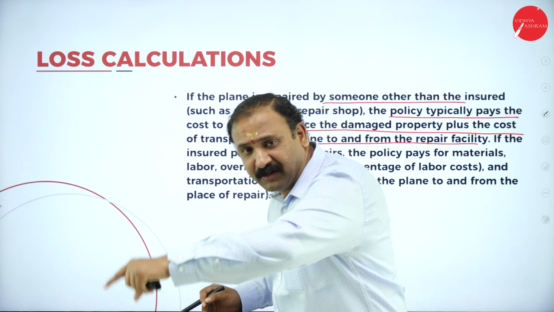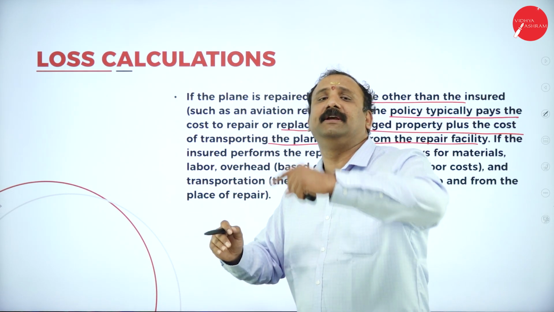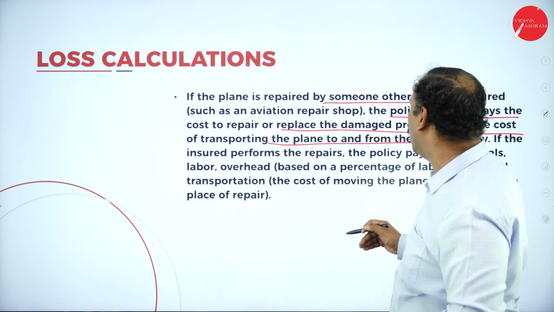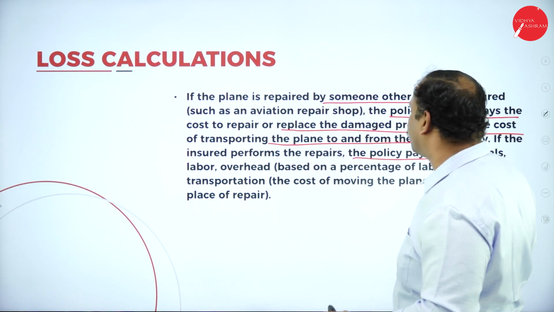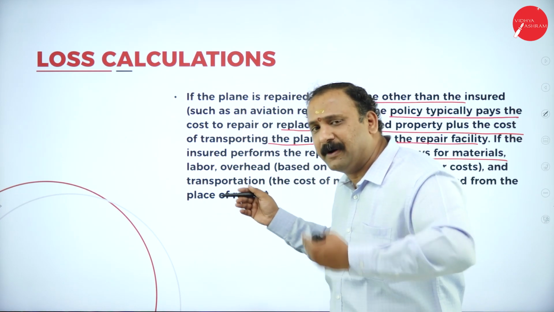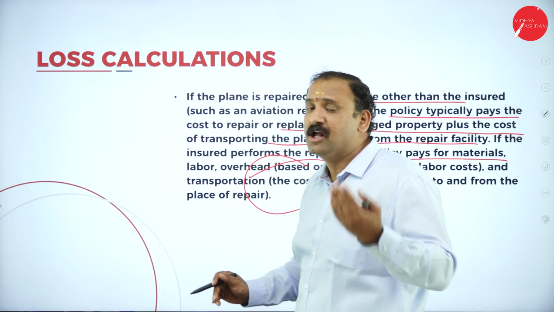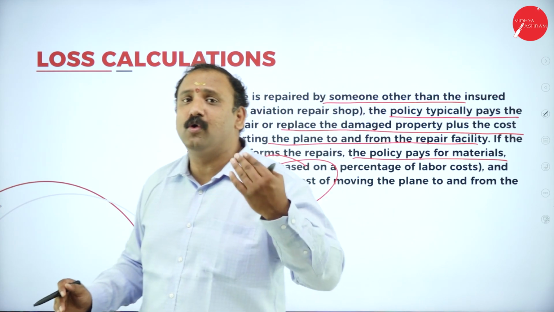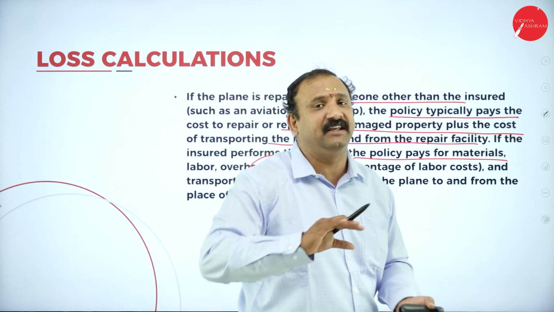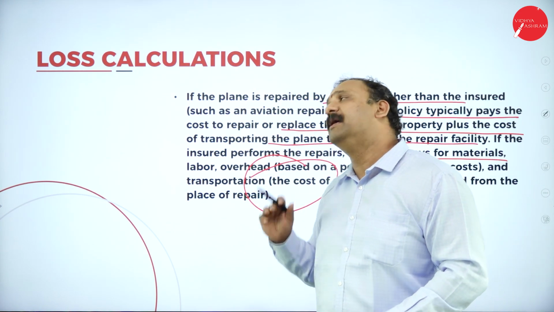So from that level, from the repair shop back to the airport, back to the place where the plane has to be, it is going to be covered altogether. The policy pays for, if the insured is also going to perform the repairs, the labor, overhead charges, transportation costs, moving of the plane. All these factors are going to be covered in terms of the repair, in terms of the partial damage that is going to happen to the plane.